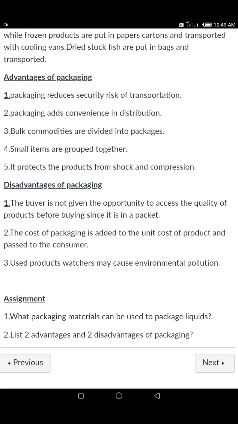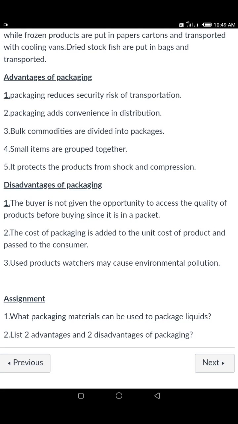We also have that it adds convenience in distribution. When they are put together, you can move them from one place to another, not one pen being inside the packet, which takes time in distribution. Okay, let's go over to the disadvantages of packaging.